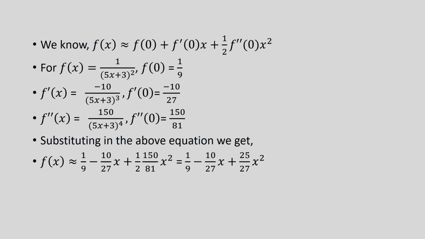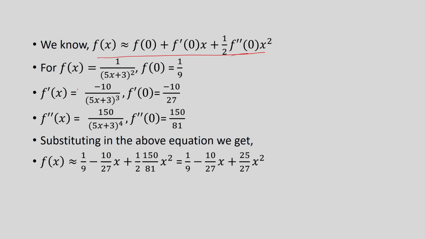First, we are going to use this formula: f of x is approximately equal to f of 0 plus f dashed of 0 multiplied by x plus half of f double dashed of 0 x square. So you can see that I have to take the second derivative, which is the reason why we have to have this function to be twice differentiable.